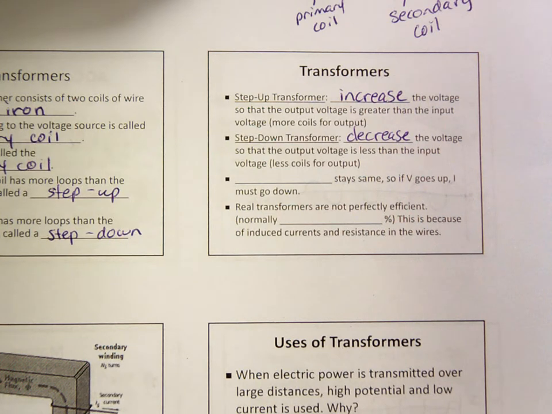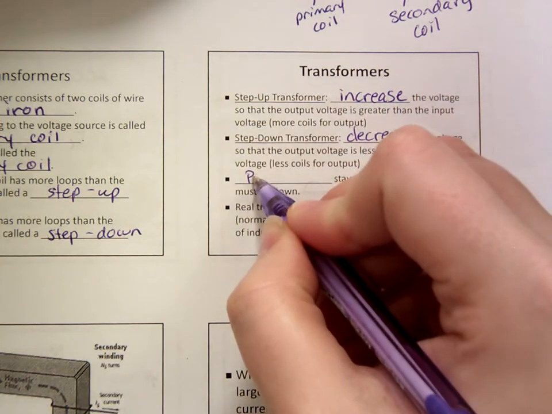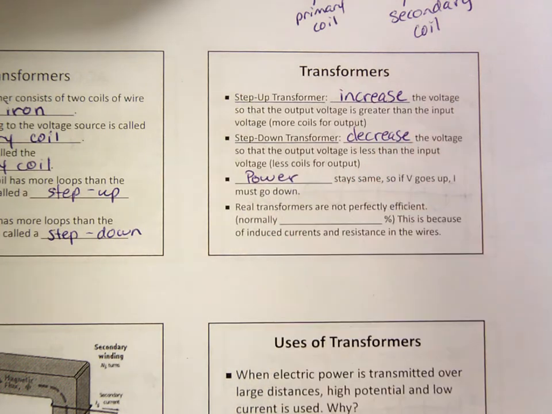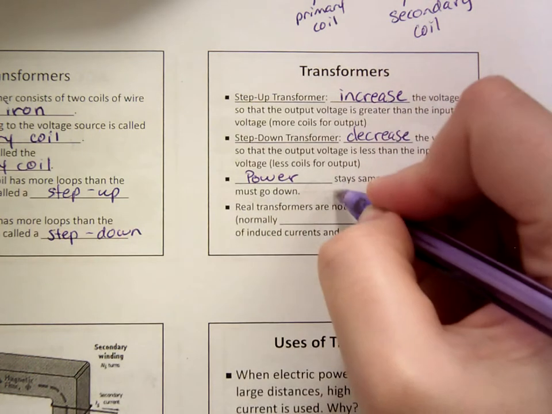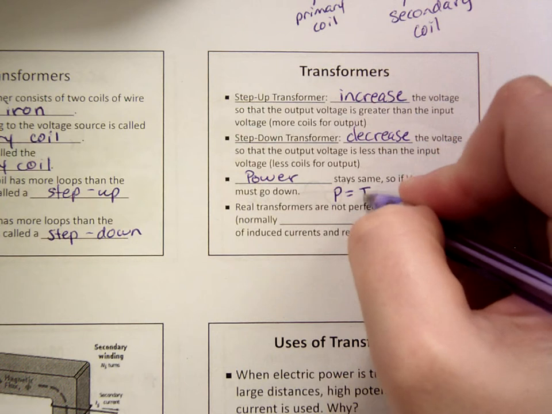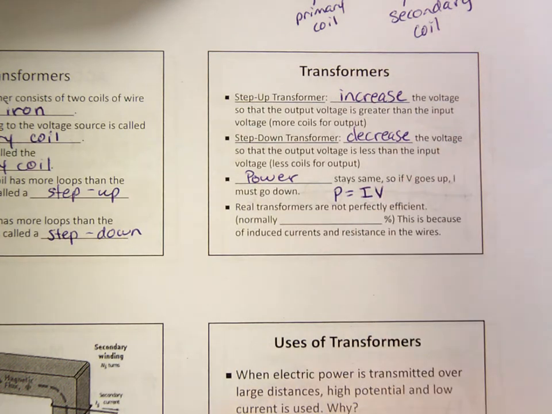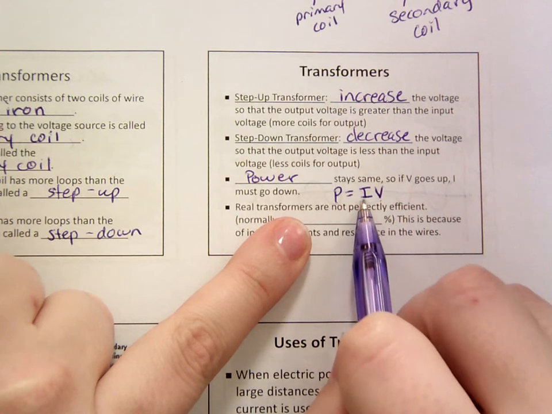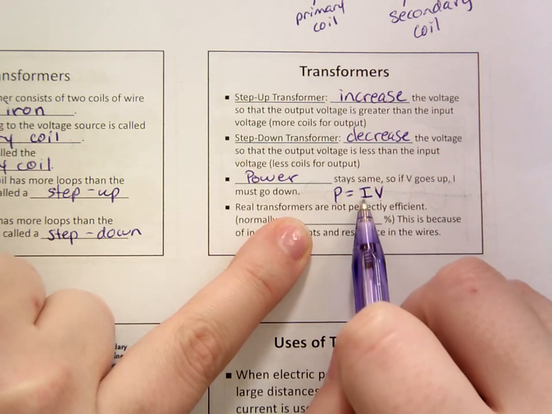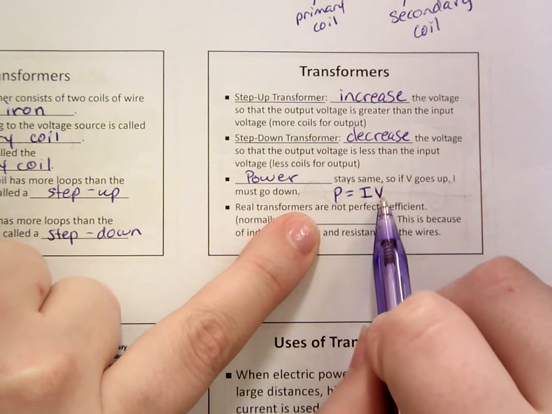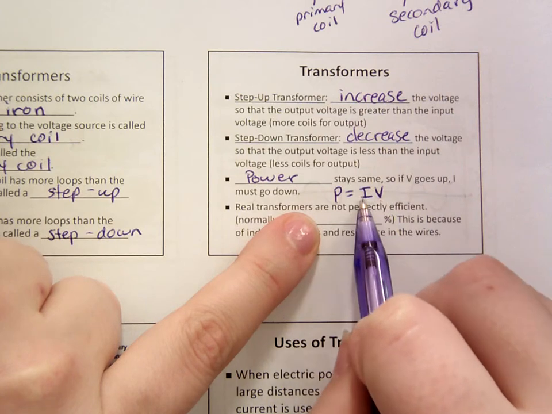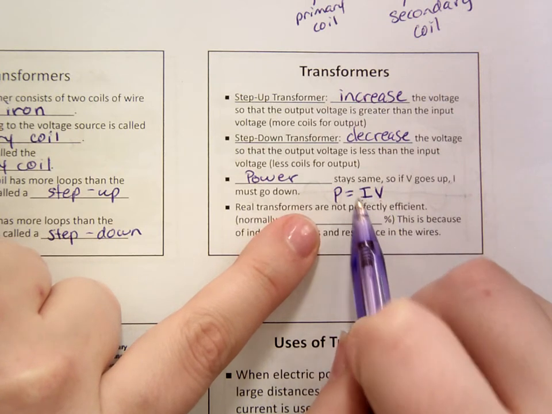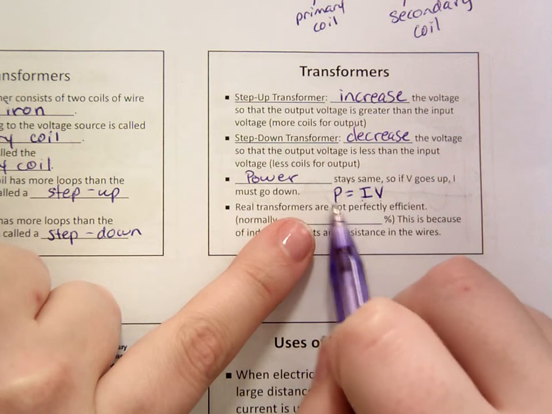Now, in both types of transformers, your electrical power does not change. Now, electrical power, remember, is your current times your voltage. So if power is staying the same, but you increase your voltage, current has to go down. Or if you decrease your voltage, current would have to go up. But in both cases, power is going to stay the same.